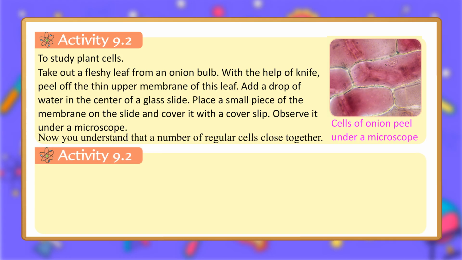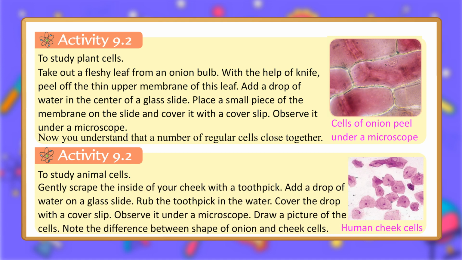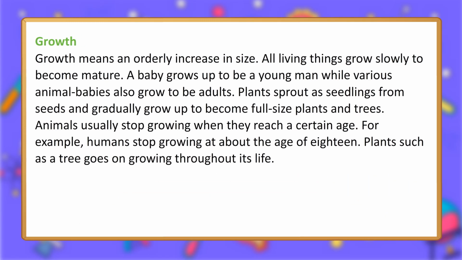Activity 9.3. To study animal cells. Gently scrape the inside of your cheek with a toothpick. Add a drop of water on a glass slide. Rub the toothpick in the water. Cover the drop with a cover slip. Observe it under a microscope. Draw a picture of the cells. Note the difference between the shape of onion and cheek cells. Human cheek cells. Growth. Growth means an orderly increase in size.